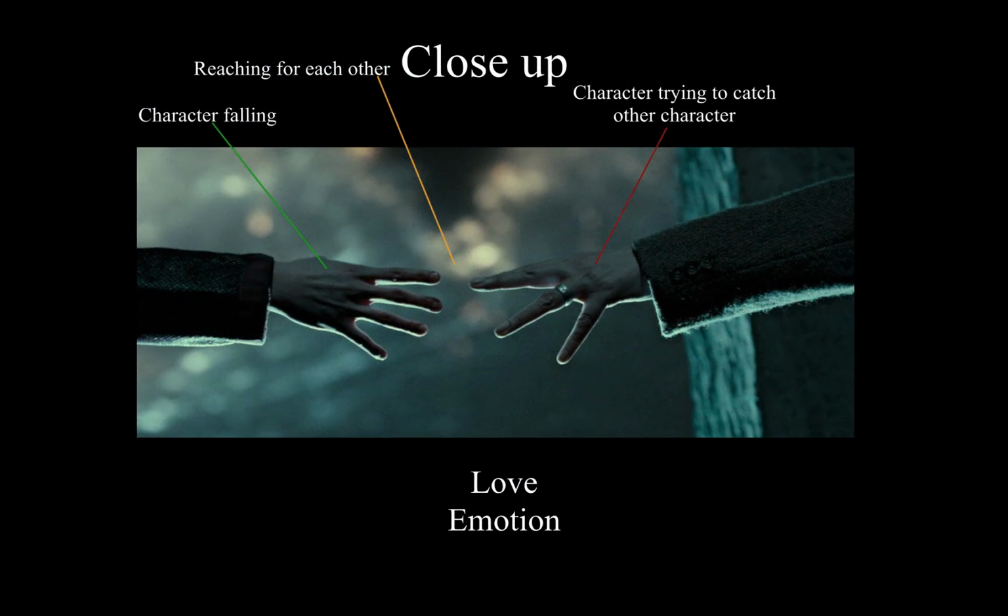Over here, once again, the director has used a close-up. Two different characters' hands are photographed. They are reaching for one another, yet there's some distance between them. The character's arm on the right seems to be more reached out, while the other arm seems weaker. This could suggest that the character on the left is falling and the character on the right is trying to help them.